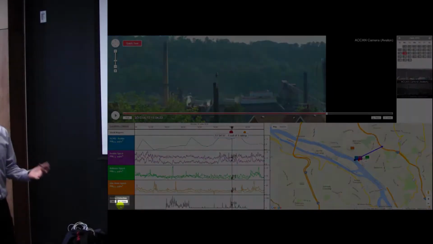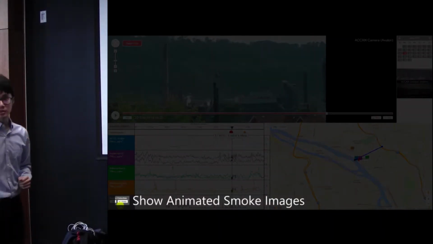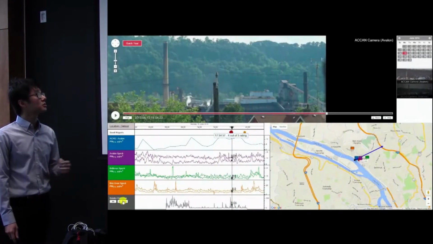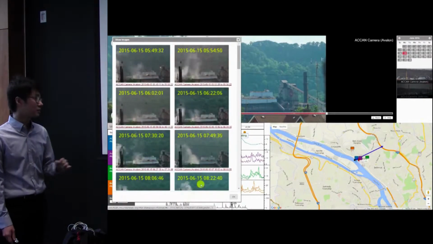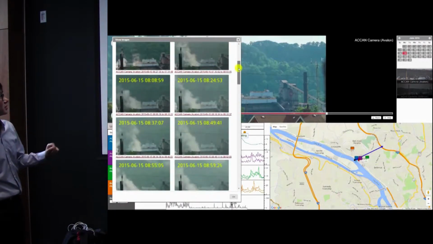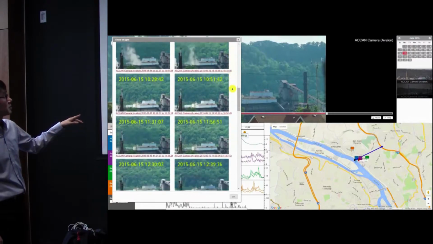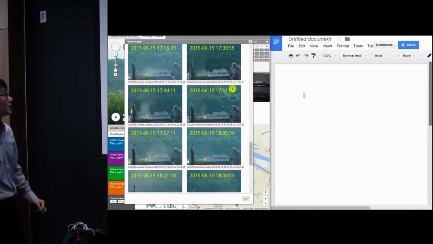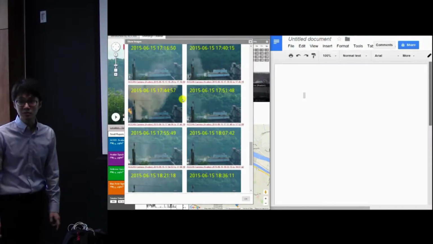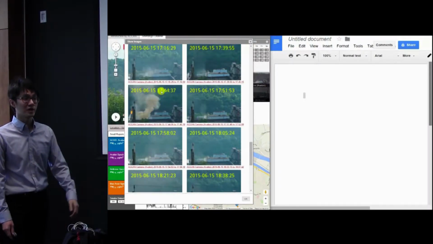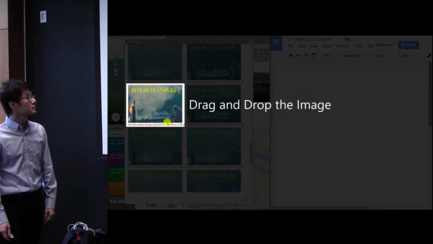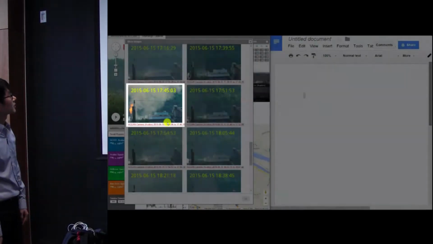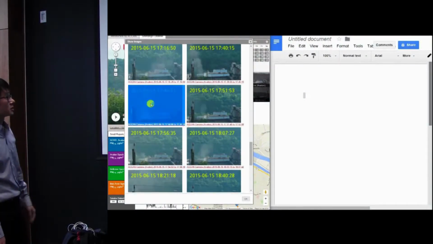So as you can see, you can fast forward through this without seeing the entire video. And then, to go further, we provide smoke images from the system, so people don't have to generate them manually. The system is able to provide a lot of images, and people can just choose one and put it inside a document to collect it for evidence. Okay, so this is the result.